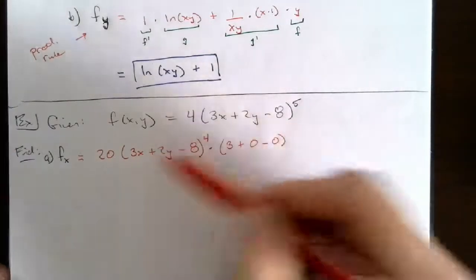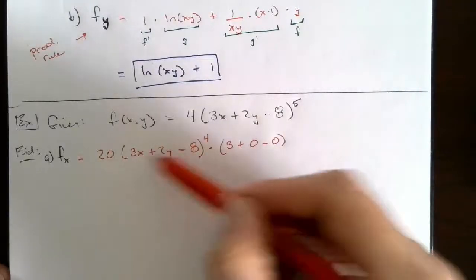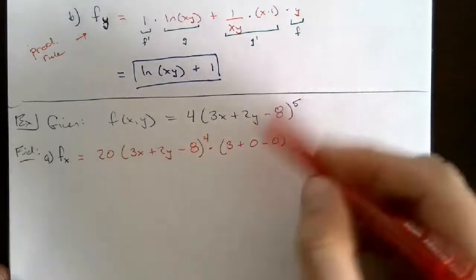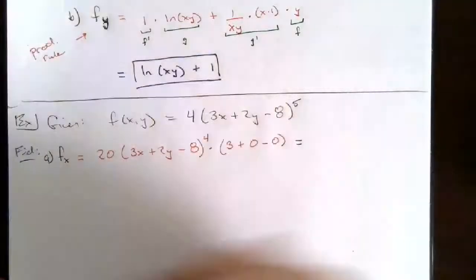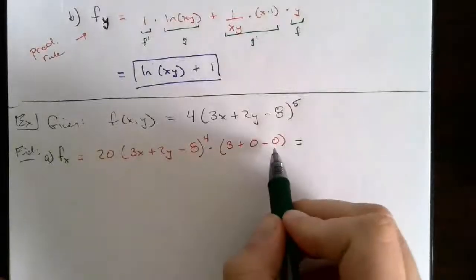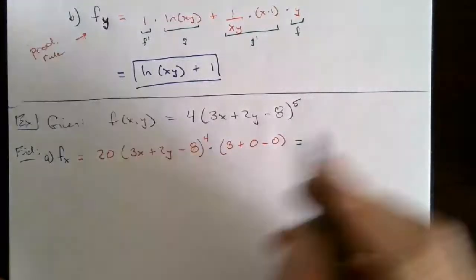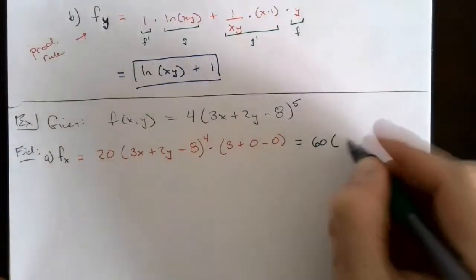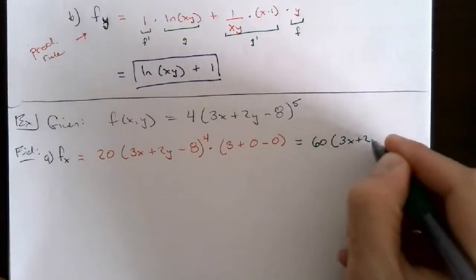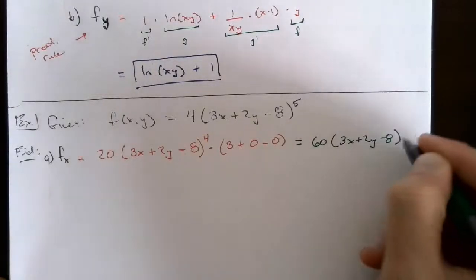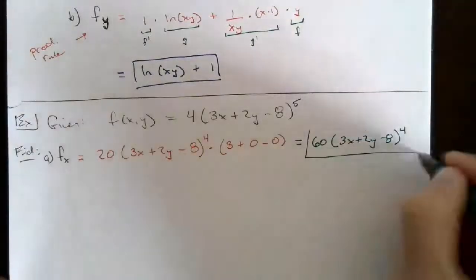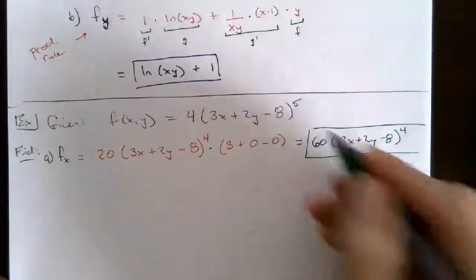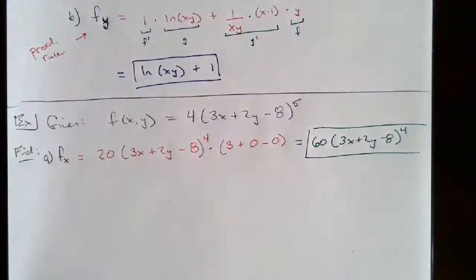So that's chain rule. Derivative of the outside, brought the 5 down, left the inside the same, subtracted 1 from the exponent, times the derivative of the inside. And now all we do is simplify. Simplifying, this is 3 plus 0 minus 0, so that's 3 times this. 3 times 20 would give me 60, times 3x plus 2y minus 8 raised to the 4th power. Don't lose that exponent there. And that's it. You can't distribute the 60 into here because of the exponent of 4 on the outside. Make sure you know that.